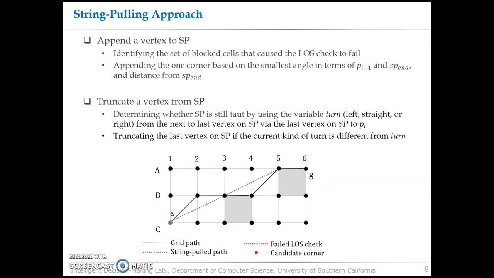Then we keep iterating by checking the LOS between SP[end], which is C1, and the PI here, A6. There are two cells that cause the LOS check to fail, and eight vertices that can be added to SP. We choose one based on the approach we mentioned earlier, and there are two vertices, B3 and A5, that have the smallest angle. In case of ties, we choose the one farthest away from SP[end], which is C1 here, to keep the number of iterations small. So A5 is appended to SP, and then the goal vertex is added at the end of the iteration.